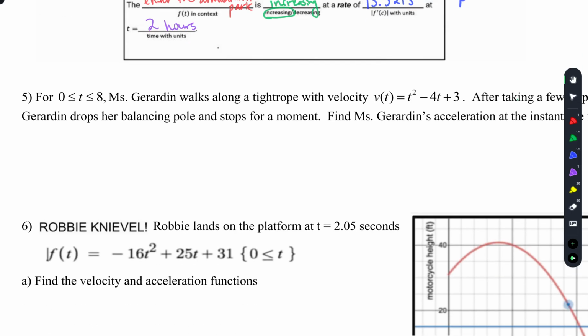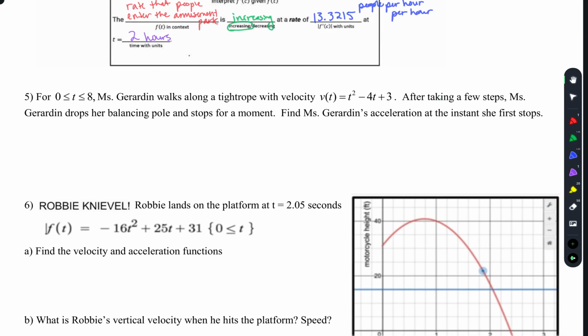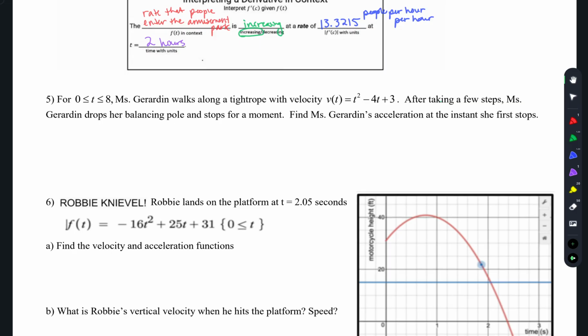So this one is just kind of, they give you random situations. So I gave you a real life one. From 0 to 8, I'm walking along a tightrope. You didn't even know. Okay. For velocity, yada yada. After taking a few steps, I drop my balancing pole. Oh my gosh. And stops for a moment. Okay. Find my acceleration at the instant she first stops.